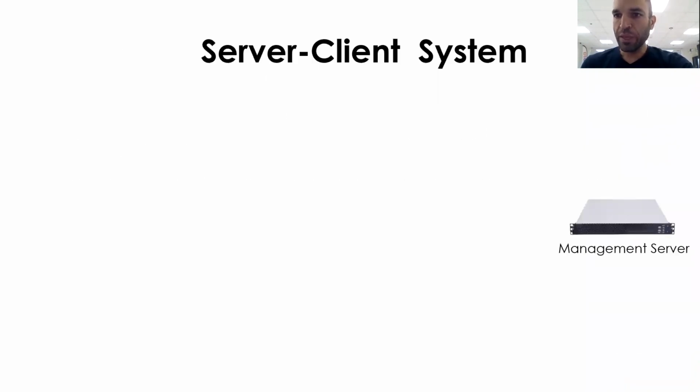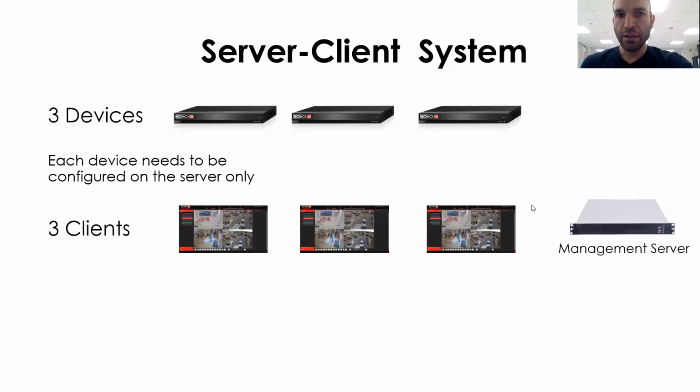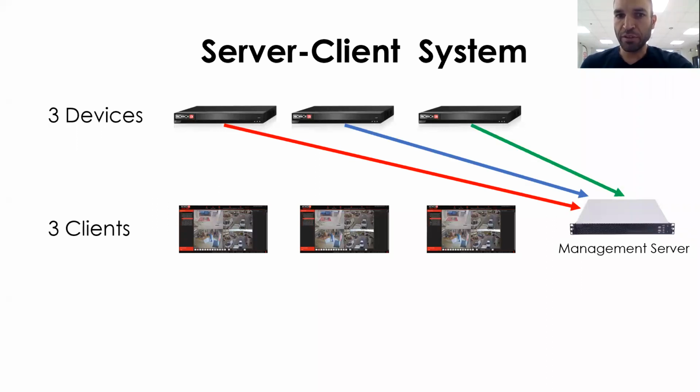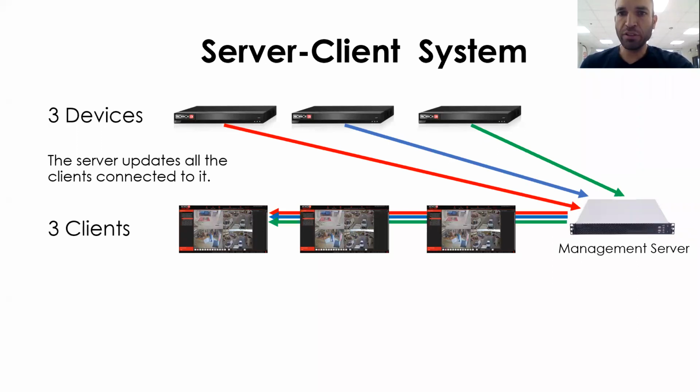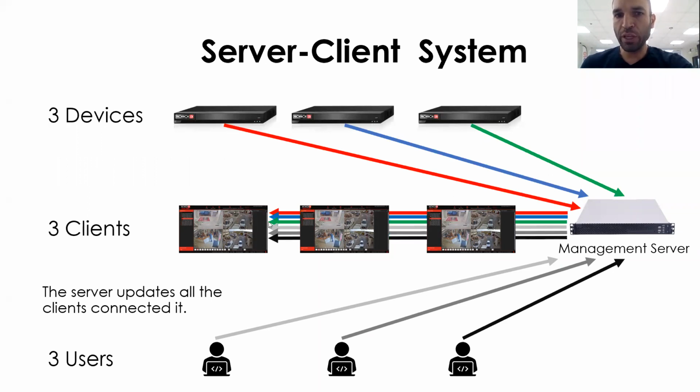How does it look? We have the management server on the ground. And again, let's say we have 3 devices, we have 3 clients. These devices need to be configured only on the server one time. When the clients connect to the management server, they will see all of the devices, very, very quickly, very smoothly. Same for users. You want to configure users, you configure the user only on the management server. Now each one of these users will be able to connect on each one of the clients.